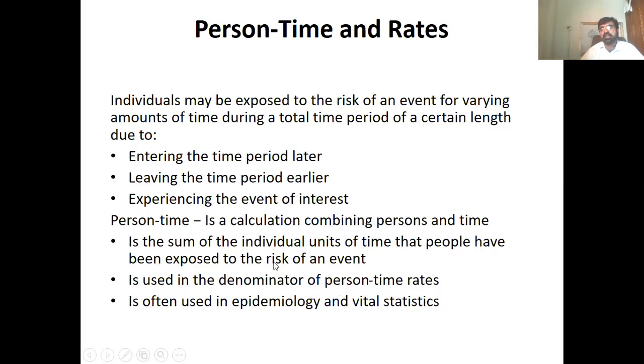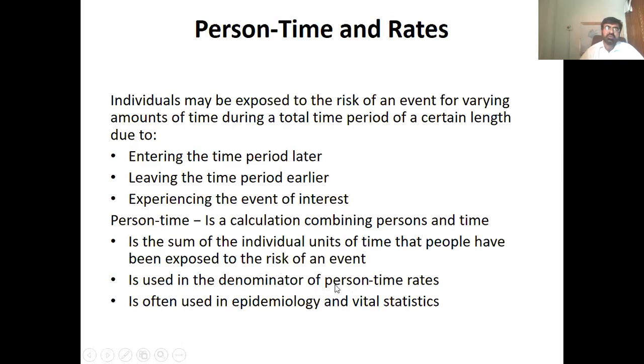Say the study is of 10 years, but one individual spent only 3 years, so you take 3 years for that individual. The other spent the complete time of 10 years, so you take the time of that individual up to 10 years, and you use it in the denominator as person time.